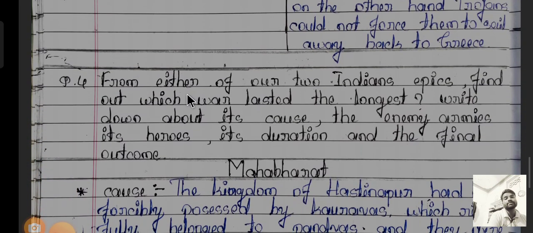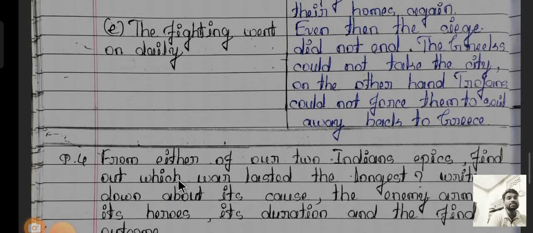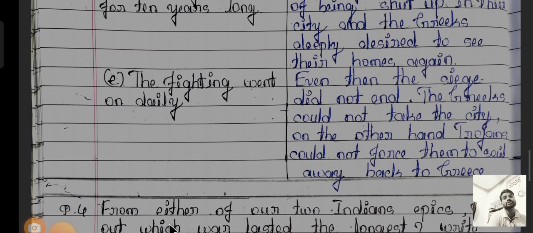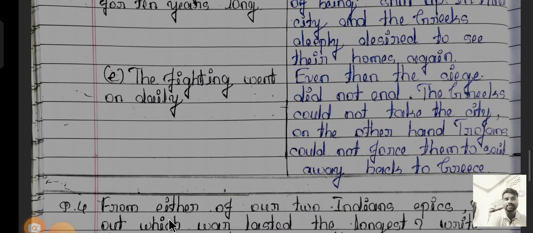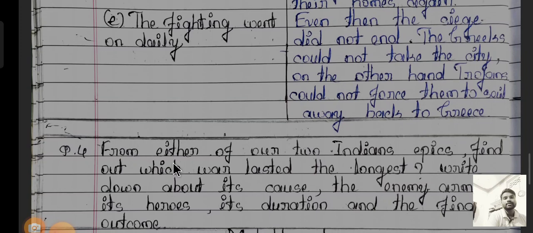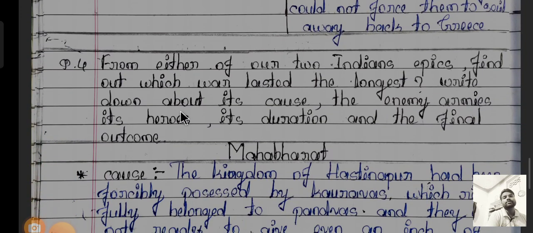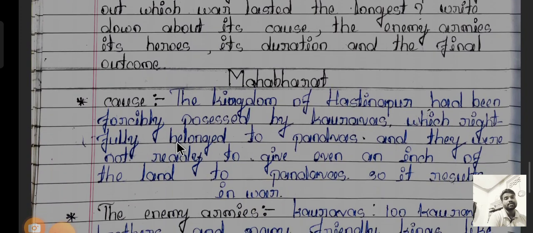Next, question number 4. Okay, dear students, if it is very fast, you can just pause and write, or you can take a screenshot of these answers. Question number 4. From either of our two Indian epics, find out which war lasted the longest. Write down about its cause, the enemy armies, its heroes, its duration, and the final outcome.